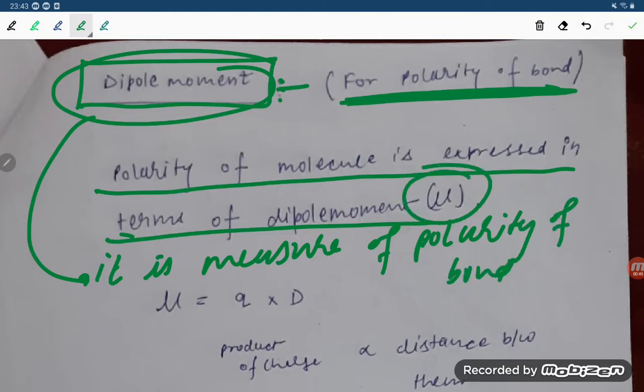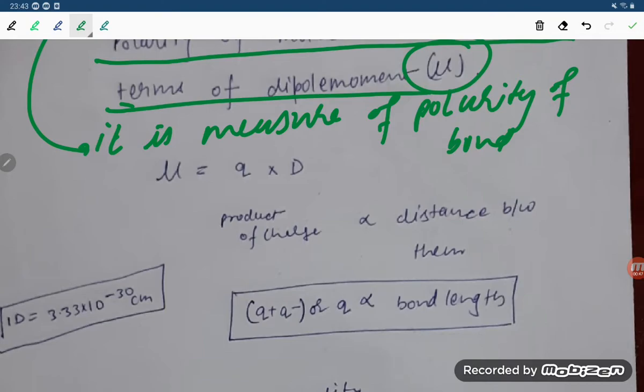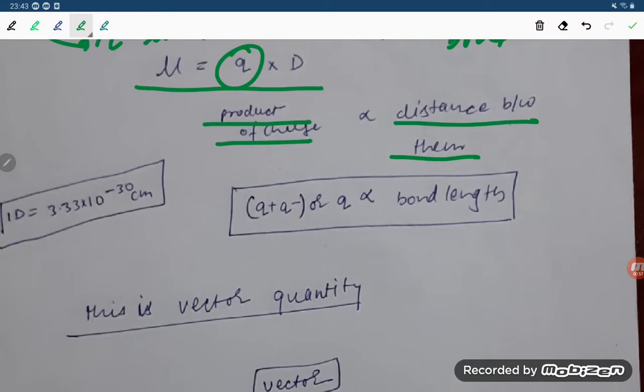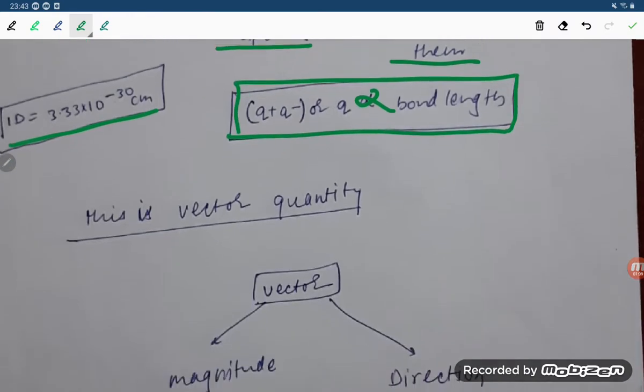It is represented by mu. So mu is equal to q into d, charge into distance of separation. So it is the product of charge and the distance between them. 1 D is equal to 3.3 into 10 power minus 30 coulomb meter. Q plus, Q minus, or Q is proportional to bond length.